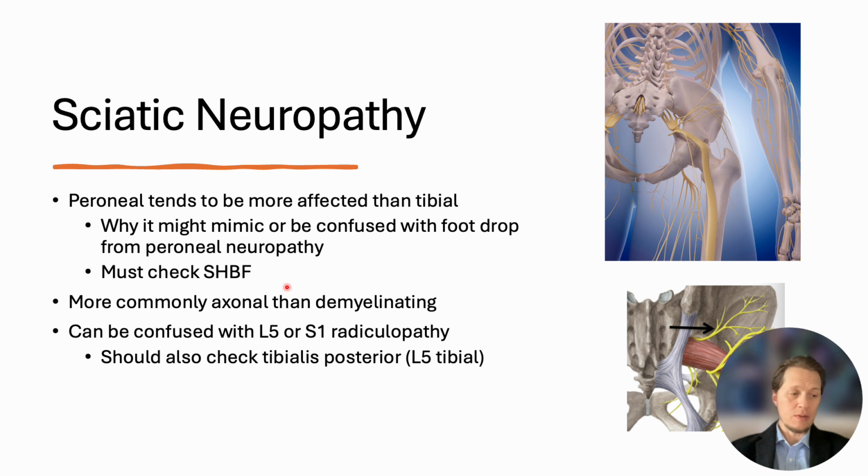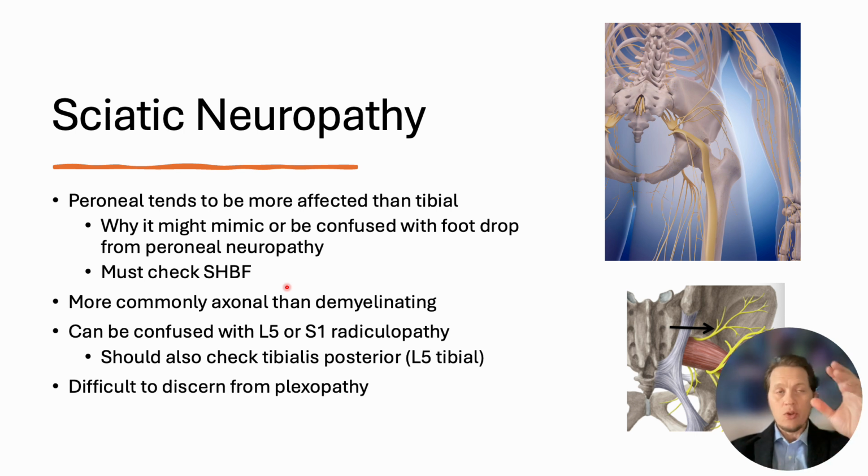It can also be confused with an L5/S1 radiculopathy, which is why as soon as you do tibialis anterior and you see denervation in tibialis anterior, just go straight to tibialis posterior, because it's also L5, but it's tibial L5. So then you know, okay, this is not a foot drop, is not peroneal neuropathy. If you're worried about L5 or S1, you can check multiple L5 and S1 muscles in different locations and of course the lumbar paraspinals. The one thing that's hard with sciatic neuropathy is that it's very difficult to discern from a plexopathy.